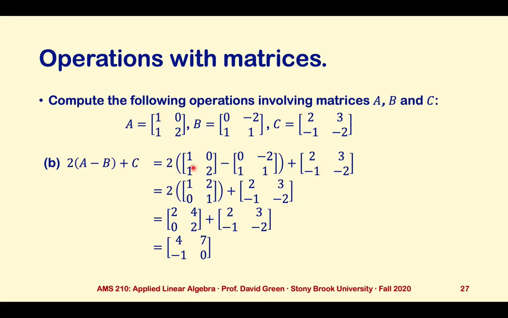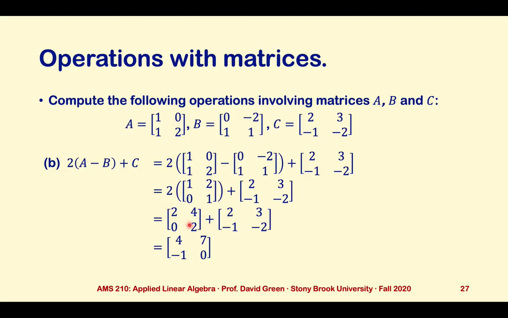2 times this matrix here. We apply the same scalar multiple to every element. 2 times 1 is 2. 2 times 2 is 4. 2 times 0 is 0. 2 times 1 is 2.